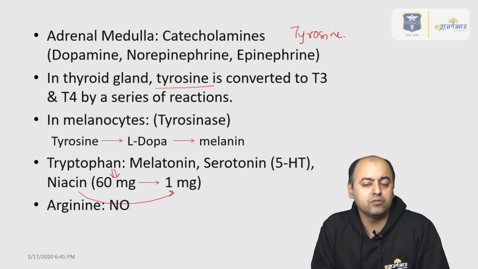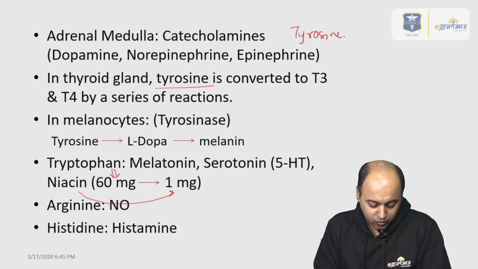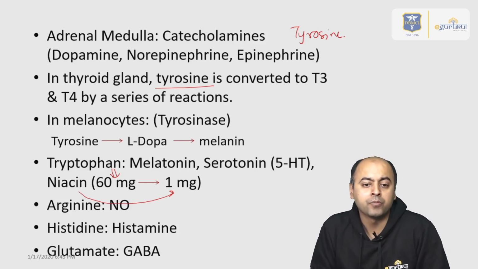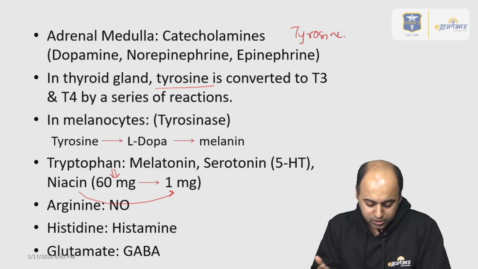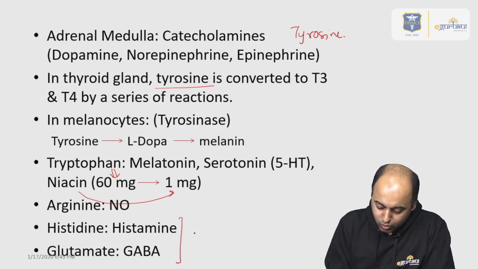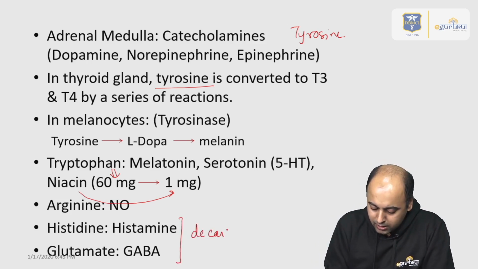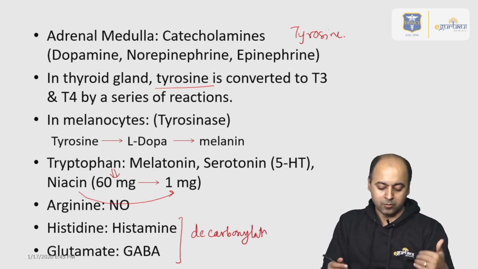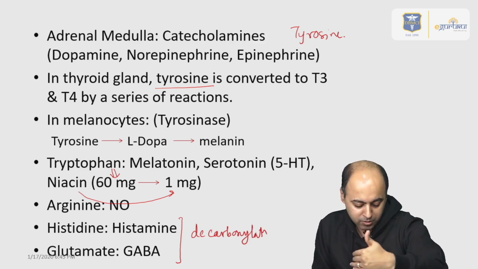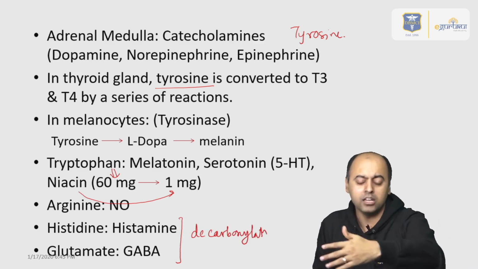Then from arginine we just said nitric oxide is obtained. From histidine and from glutamate we get the corresponding molecules histamine and GABA. Both are produced by the decarboxylation of the parent amino acid. By decarboxylation of histidine you get the histamine. By decarboxylation of glutamate you get the GABA.